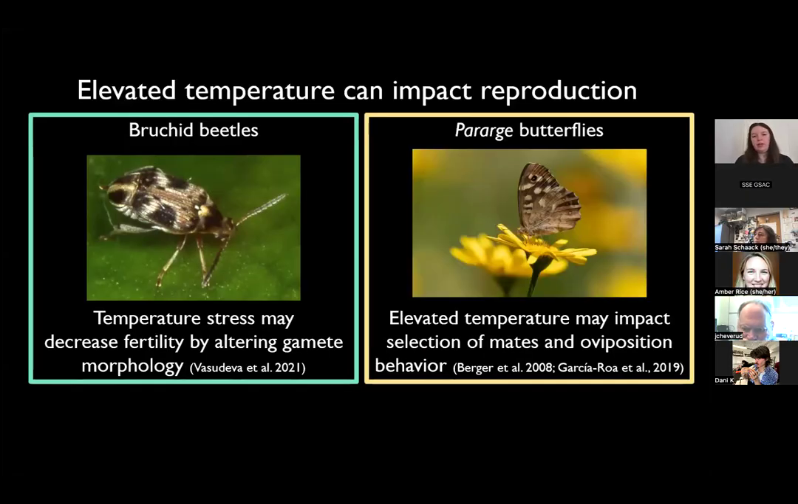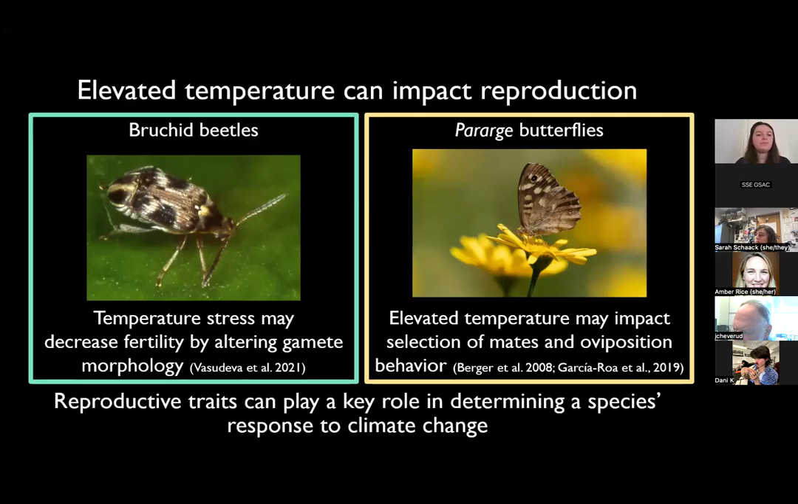Alternatively, another example is these butterflies here, and when you expose them to elevated temperature, what happens is that there's an impact on who they choose as mates, and also when and how they lay their eggs. Both of them are not great responses, so both of them really are showing that elevated temperature negatively impacts reproduction in insects. And because reproductive traits just play such a key role in determining a species' response to climate change, and really play into some of the selection that is experienced in changing environments, we chose reproductive traits to focus on.